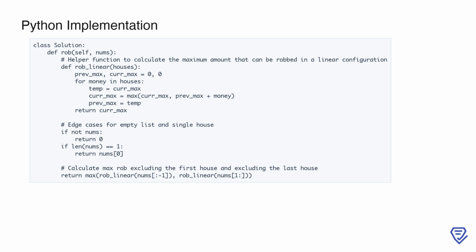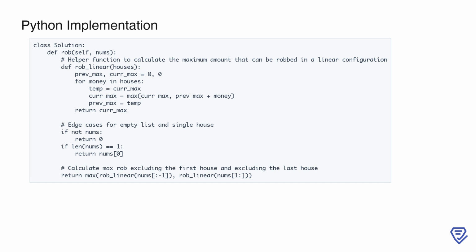First, the rob function handles edge cases. If the input list nums is empty, it returns 0 since there are no houses to rob. If there's only one house, it directly returns the amount in that house. These edge cases ensure the solution handles small inputs gracefully.